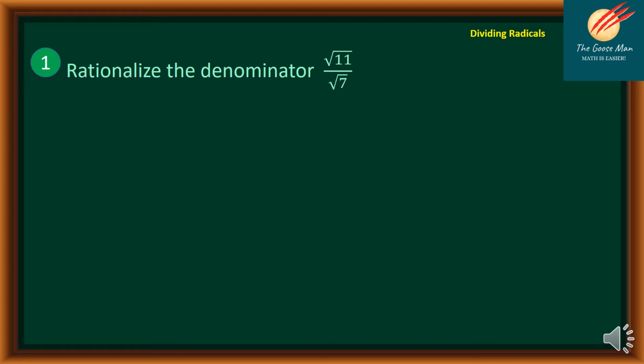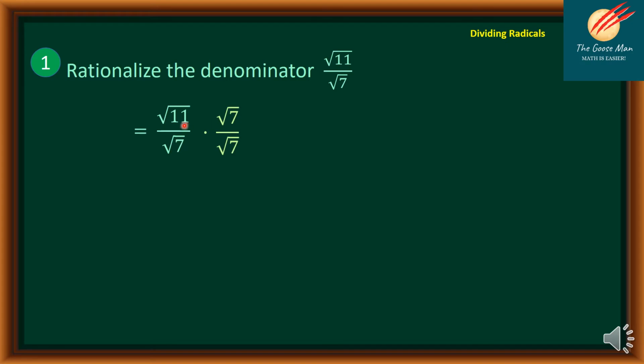Let's have our example number 1. Rationalize the denominator: square root of 11 divided by square root of 7. The first thing that we will do is multiply both the numerator and denominator by square root of 7, because that is the radical found in the denominator.